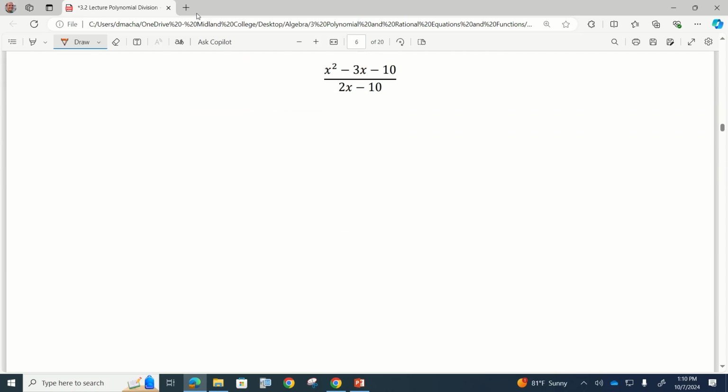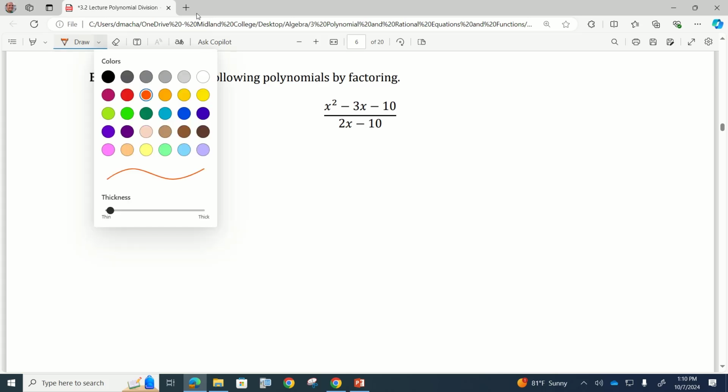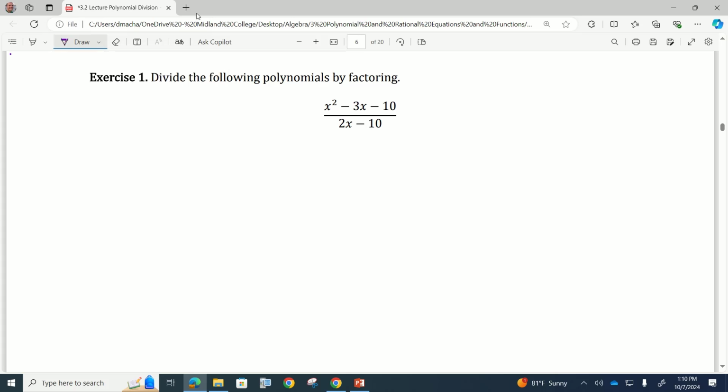Now, new material for today. We're going to be dividing polynomials. And this exercise says divide these polynomials by factoring. I'll show you what I mean. I've got the polynomial x squared minus 3x minus 10 divided by the polynomial 2x minus 10. And I'm going to factor the top and factor the bottom. And that's what I mean by factoring.